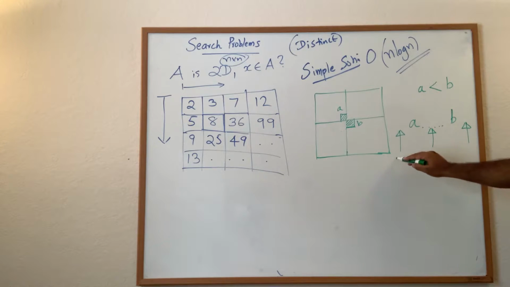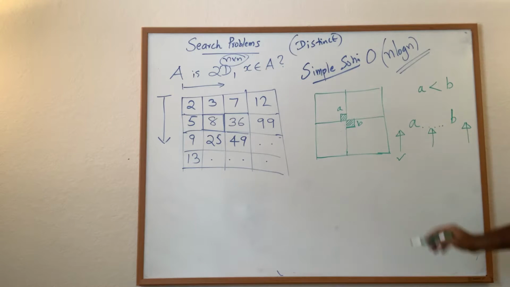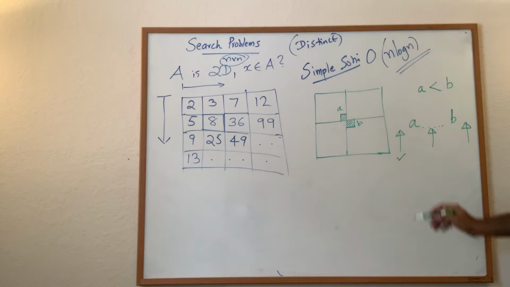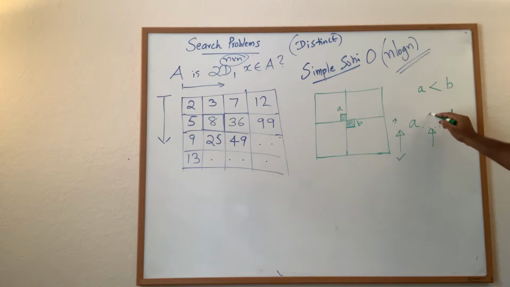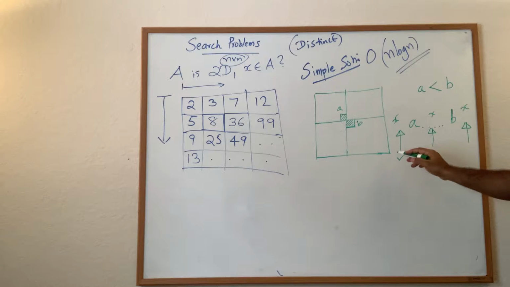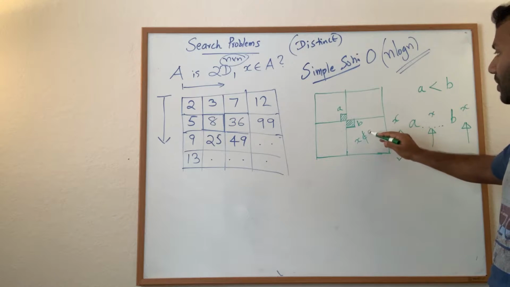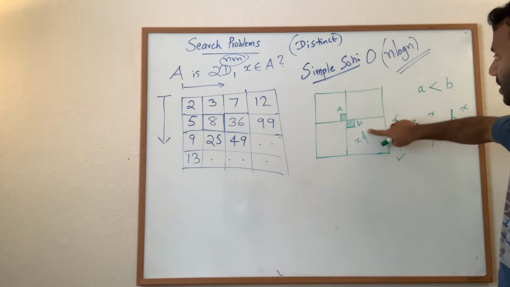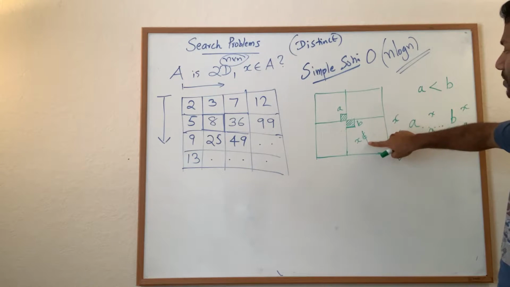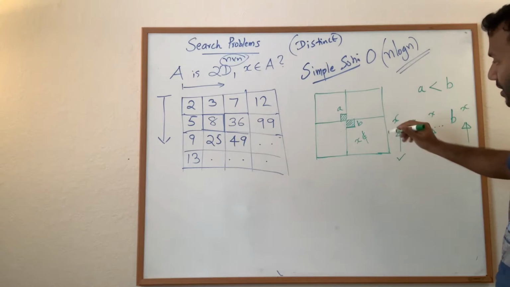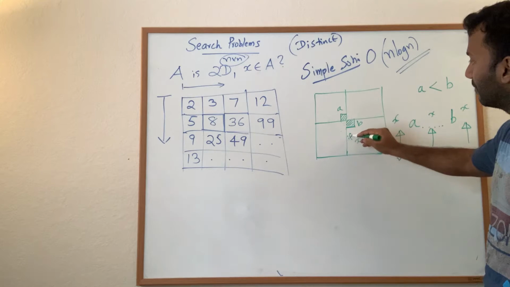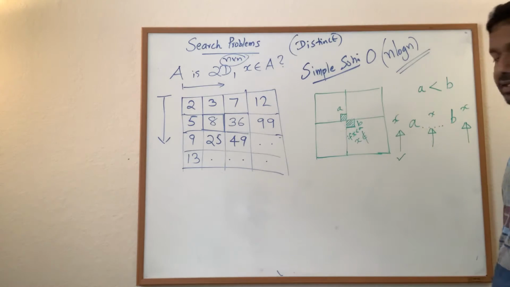Now, in the first case, suppose the number is smaller than A. If the number is smaller than A, the X which I am looking for could be here, could be here, could be here. If x is lesser than a, what I know is x cannot be in this region. Sorry, x cannot belong to this region if x is less than a.